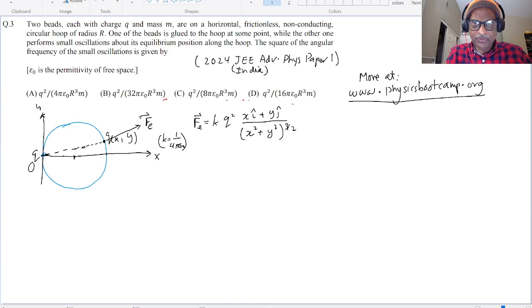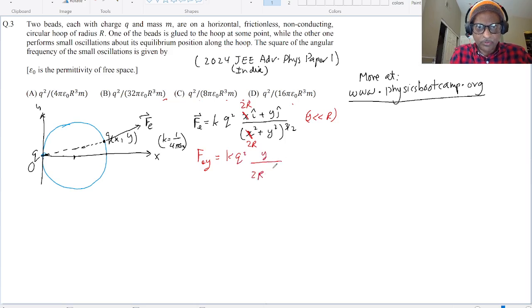Now I'm going to replace this with 2r and replace this with 2r, and we're going to say y is much less than r. I'm not going to worry about the x component, so I'm just looking at the y component of the force. So just look at that: k q square y over (2r) square plus y square to the 3/2.